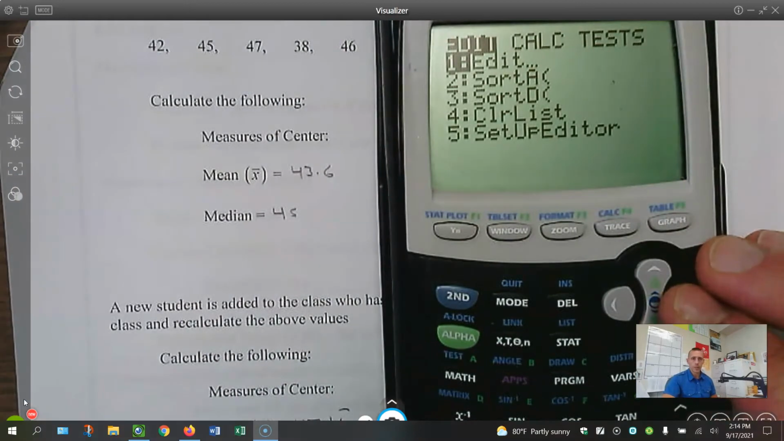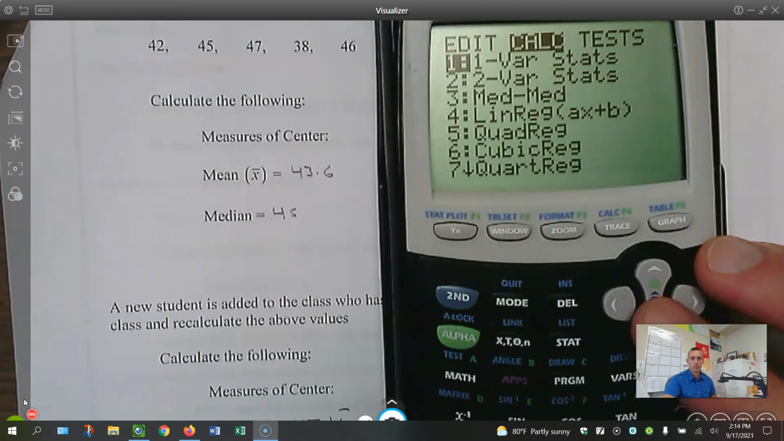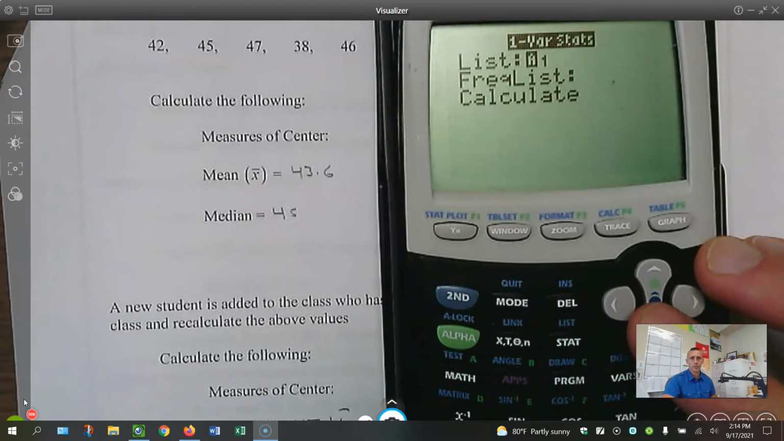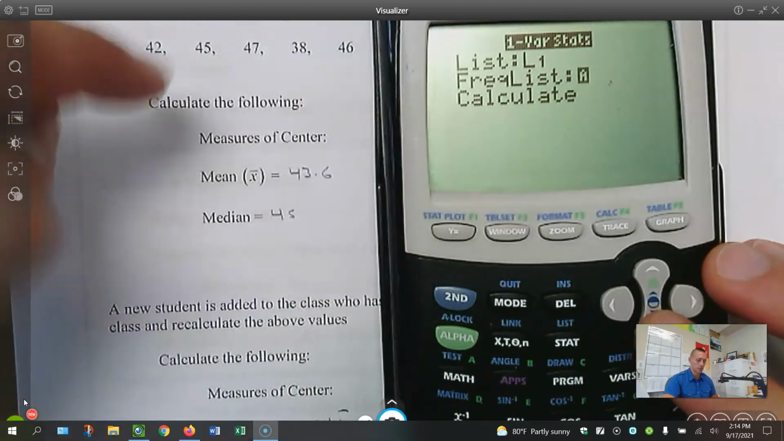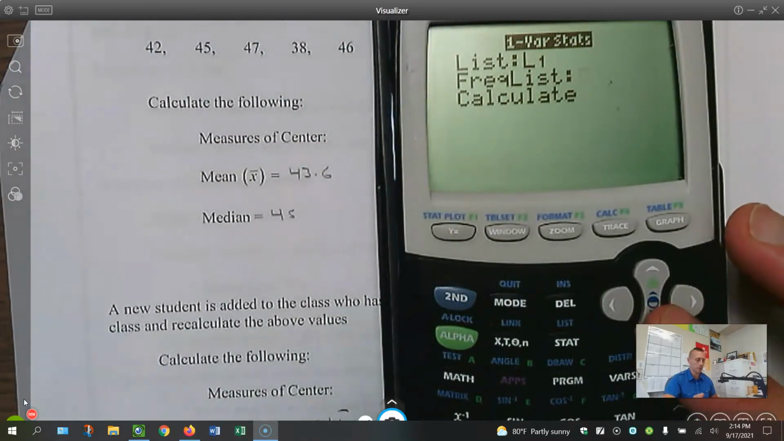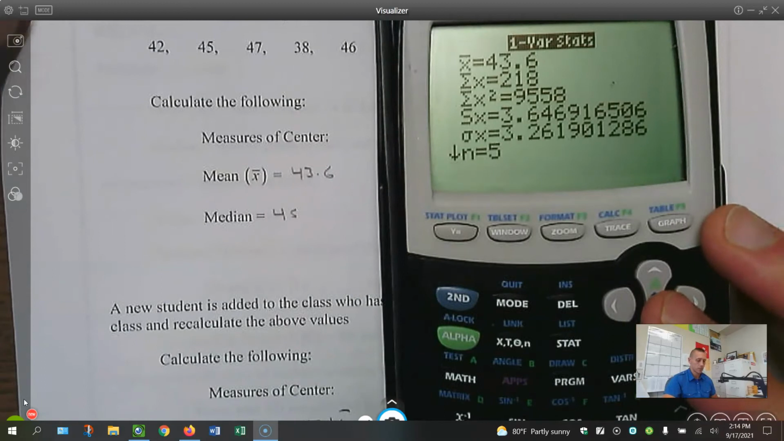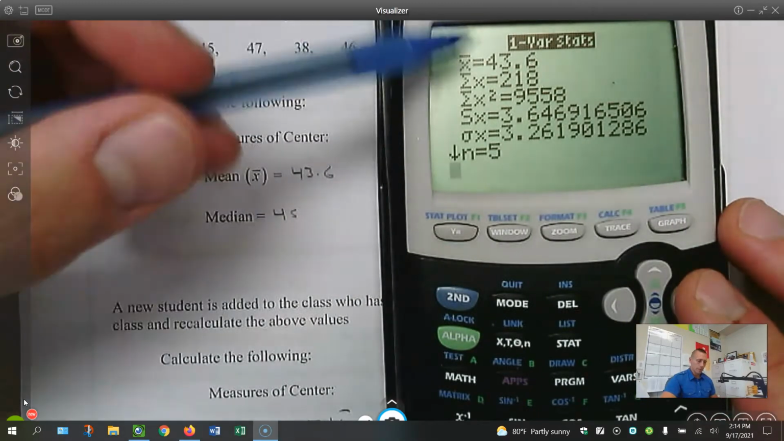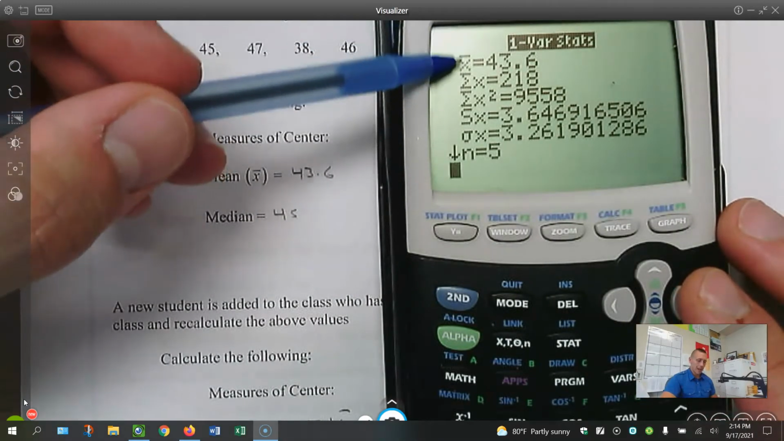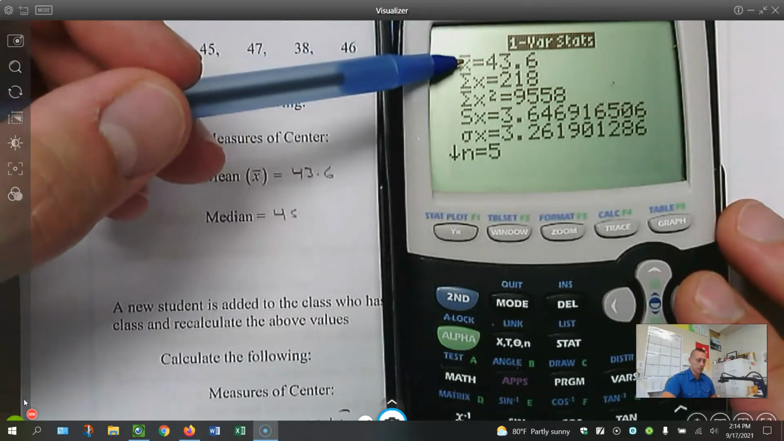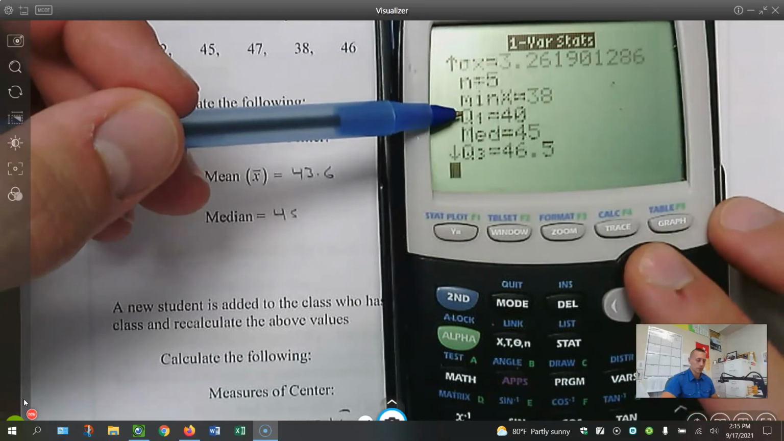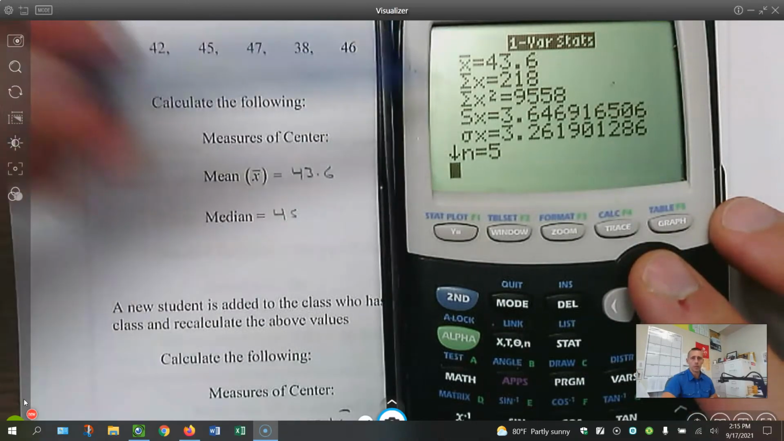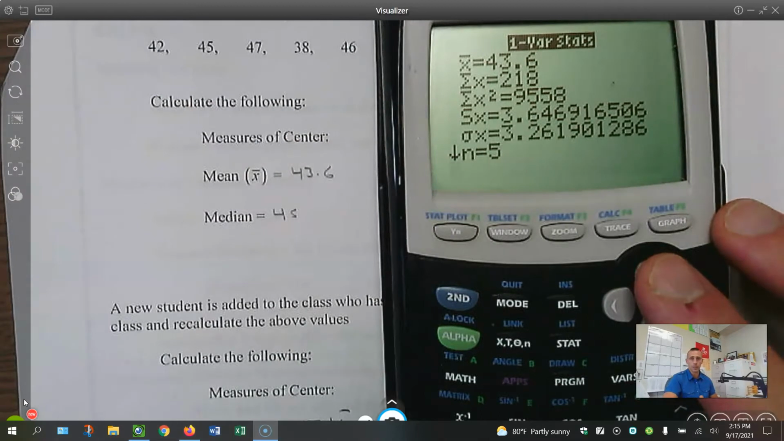Then I'm going to go to Stat, Calculate, One Variable Statistics. And I have my data in list 1. I don't need any frequency list. They didn't give me how many people had 42, 45, so Calculate. The mean is going to have the symbol x bar. So that's the mean. And the median, if you scroll down, is going to be listed there as well. So this gives you the mean and the median. Those are two measures of center, mean and median.